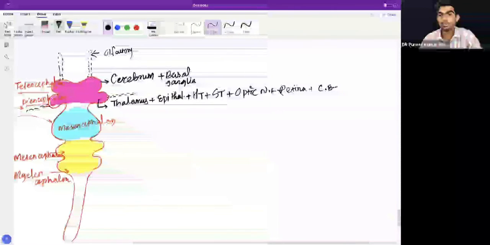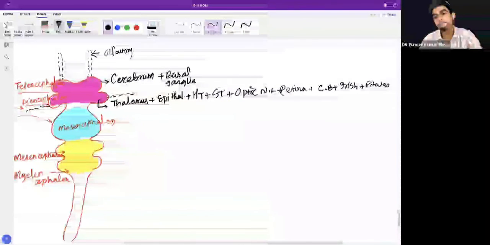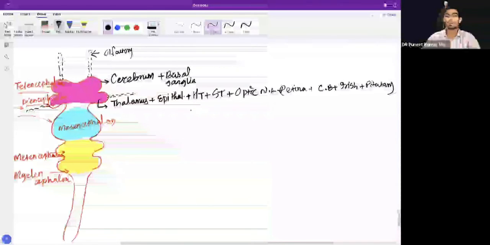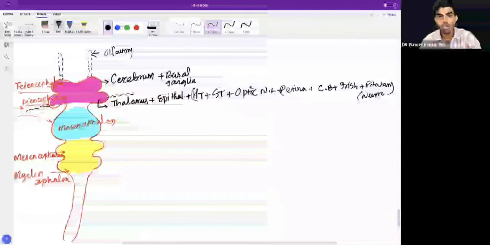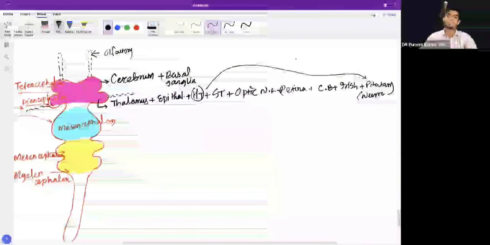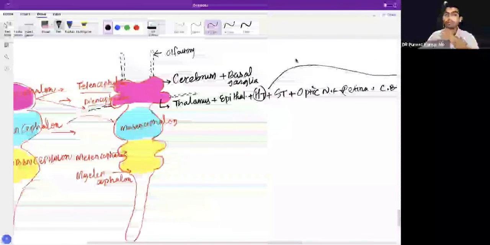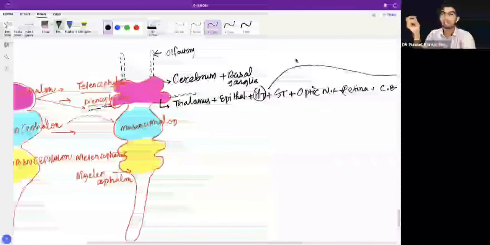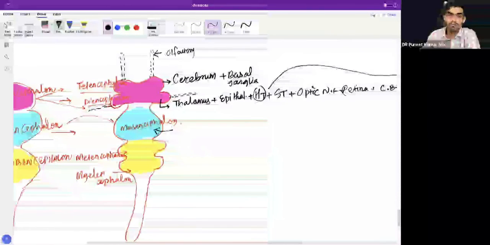Ciliary body, iris, pituitary. Okay, pituitary, which portion? The neurohypophysis portion, because the hypothalamus descends into the neurohypophysis. So this diencephalon part forms the thalamus, epithalamus, hypothalamus, subthalamus, optic knob, retina, ciliary body, iris, etc. Now the mesencephalon forms the midbrain.